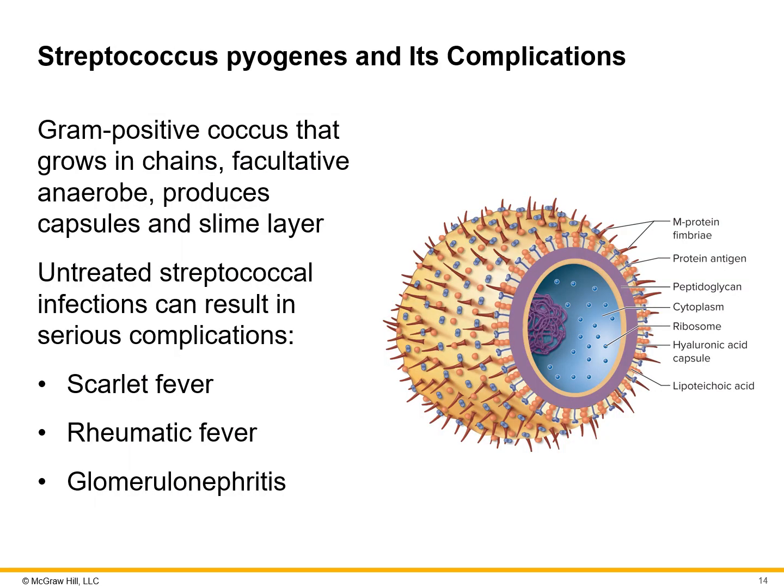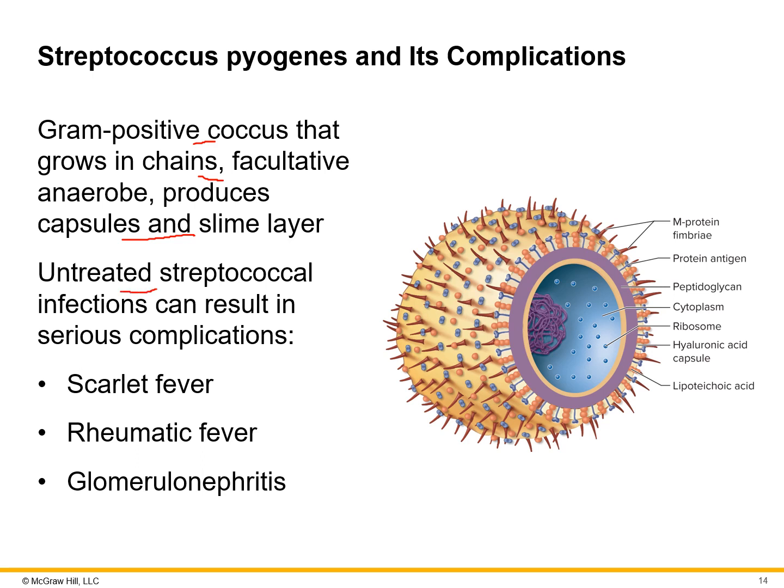All right, so looking a little bit here at the Streptococcus pyogenes, it is a gram-positive coccus, as the name implies. It does grow in chains, the strepto part kind of gives that one away. It's a facultative anaerobe, so it can go through aerobic or anaerobic respiration. It has capsules and a slime layer to help it attach, but also that prevents our immune system from being able to easily recognize it.